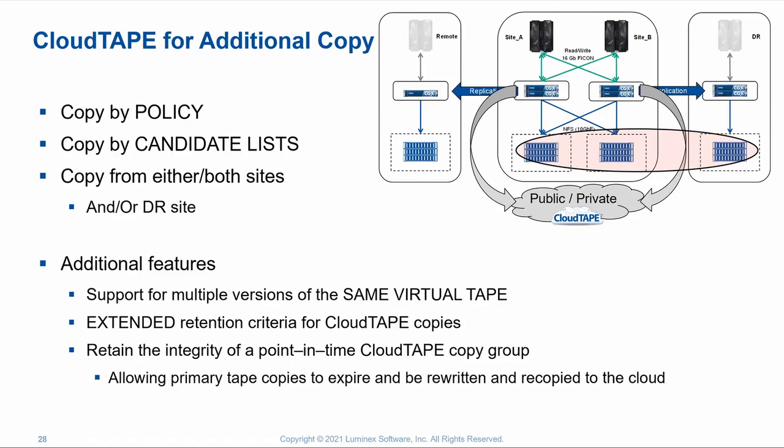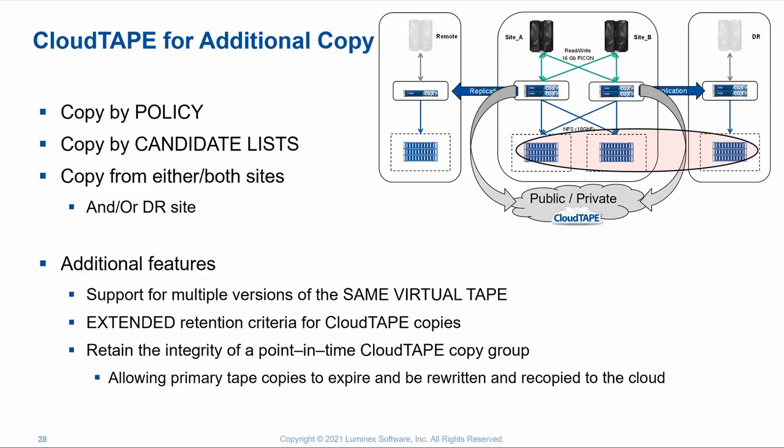Because we're supporting multiple copies of the same virtual tape, it means you can start generating point-in-time CloudTAPE copy groups of tapes that have a data integrity group. And typically what you'd have to do is pin the expiry of all the tapes in that group to the longest expiry of any of them. But because you can allow the primary tape copies to expire and be rewritten in the cloud, there's multiple versions, you don't have to do that. You can actually just retain that in point-in-time copy group external to your tape catalogs.